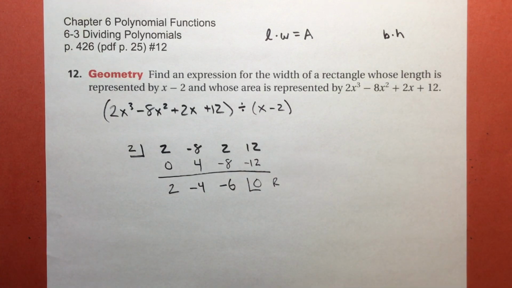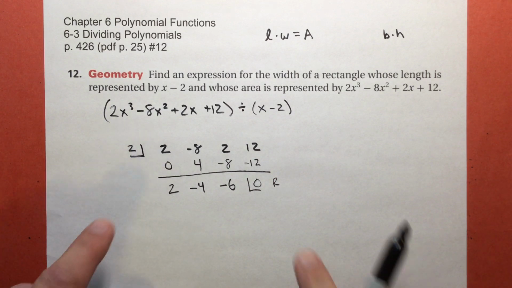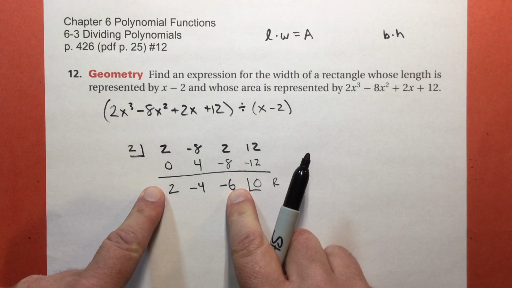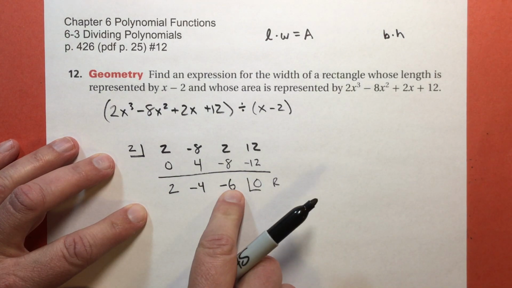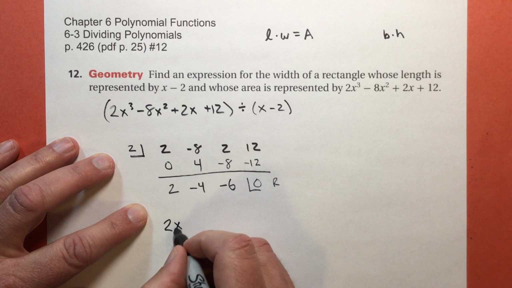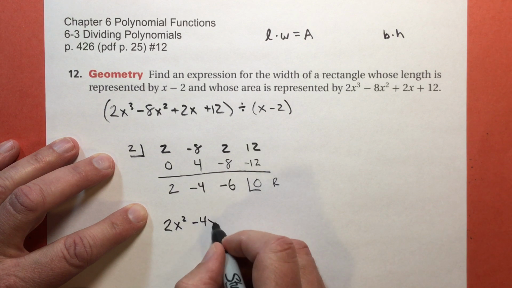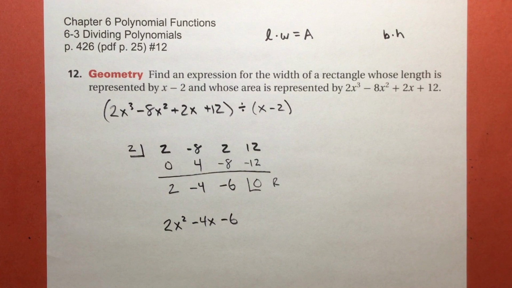And the hard part, like I said, other than making sure it's complete and in standard form, is changing this back into a polynomial. This is the constant, this is x, so that's x squared. So I write 2x squared subtract 4x subtract 6. All right, now, we're done with this problem. That's the width.